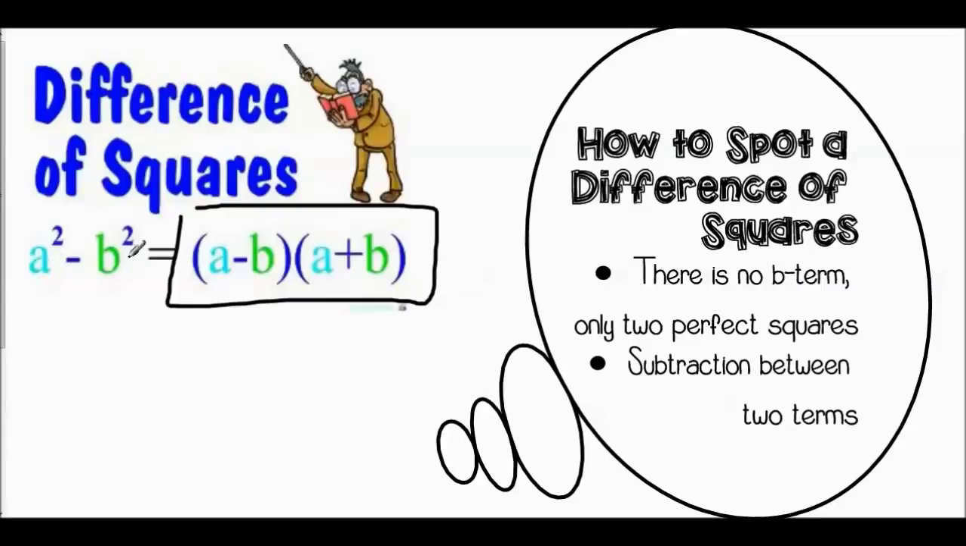Only two perfect squares on either side, and there's subtraction between those two terms. So this might look like x squared minus 25. That would be a difference of two squares. There's no middle term, and they're both perfect squares.